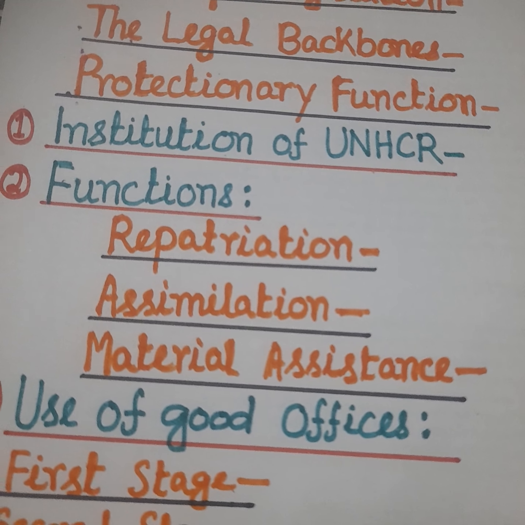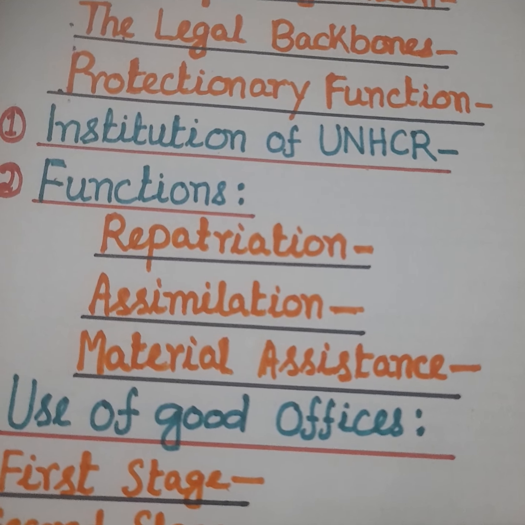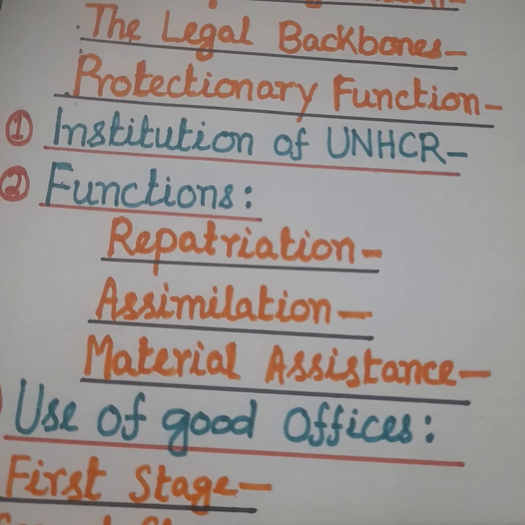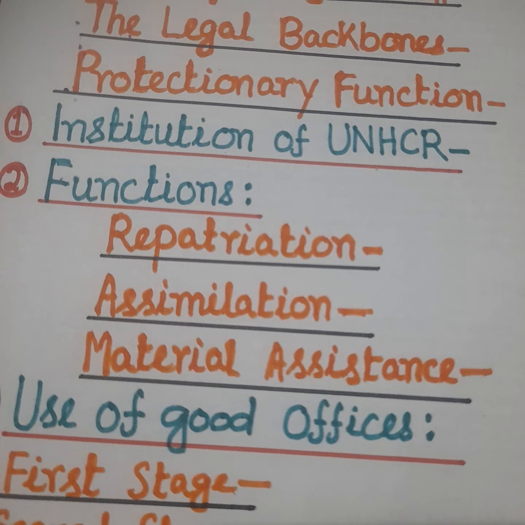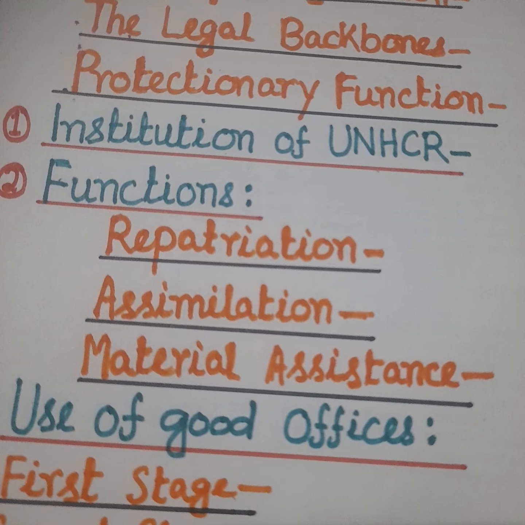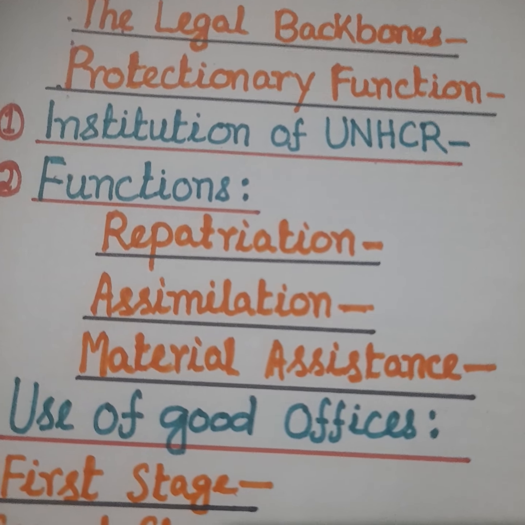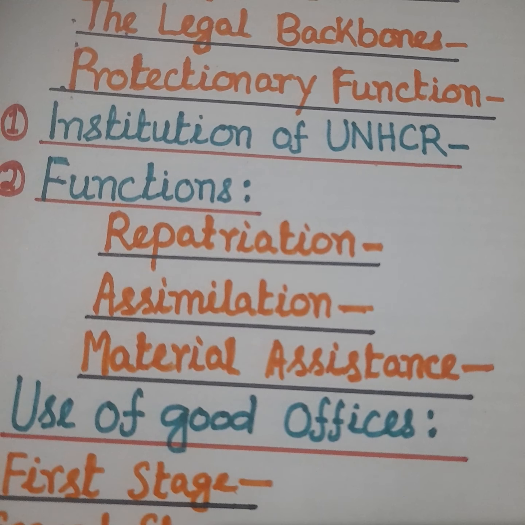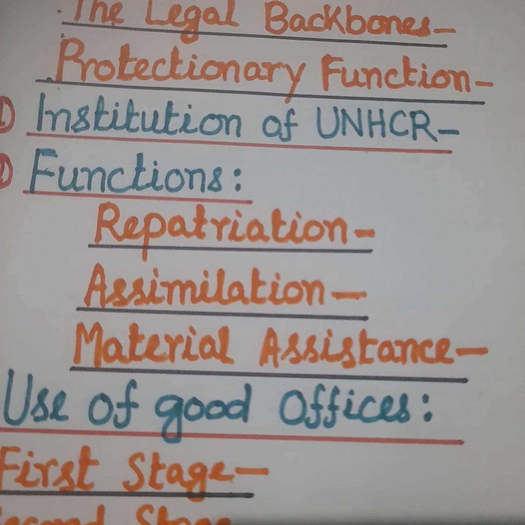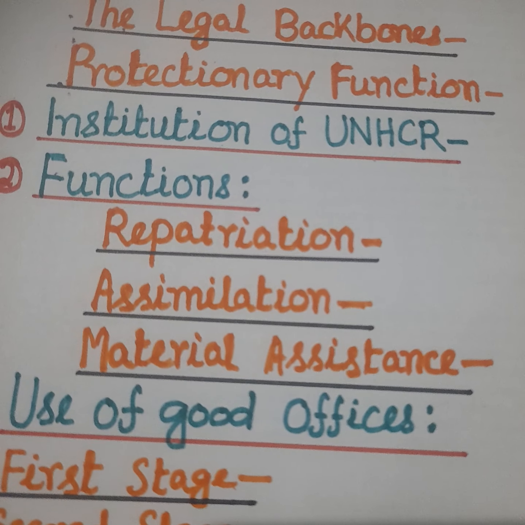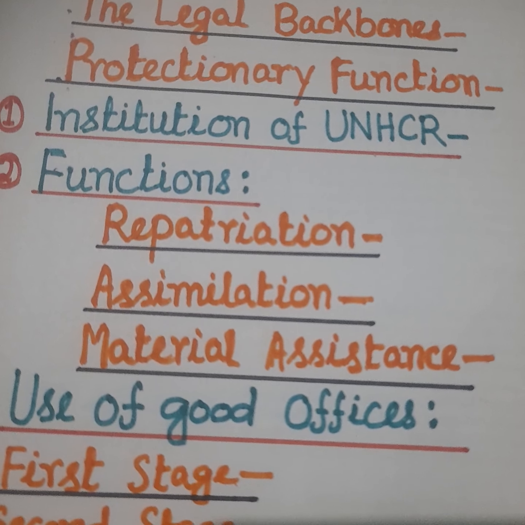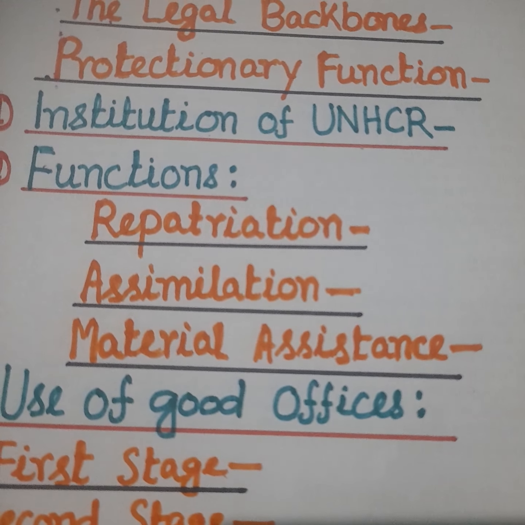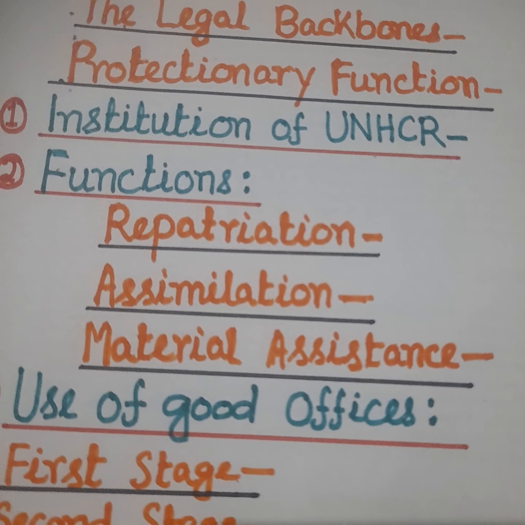private organizations to facilitate the voluntary repatriation of such refugees or their assimilation within new national communities. So, Article 1 of the statute assigns the United Nations High Commissioner for Refugees two fundamental functions, that of providing international protection and that of seeking permanent solutions for the problem of refugees.